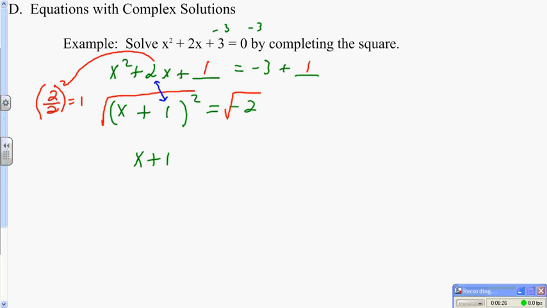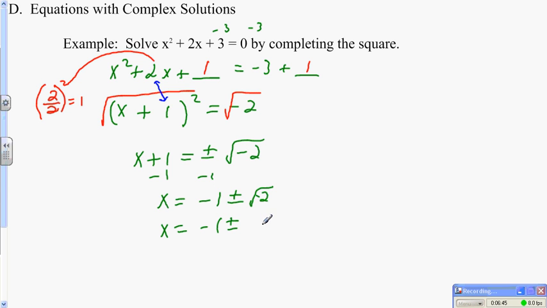So x plus 1 equals plus or minus root -2. Now we have a negative in the root. A negative in the root means that there's an imaginary part here. So I'm going to take that negative out and put i in front of it.